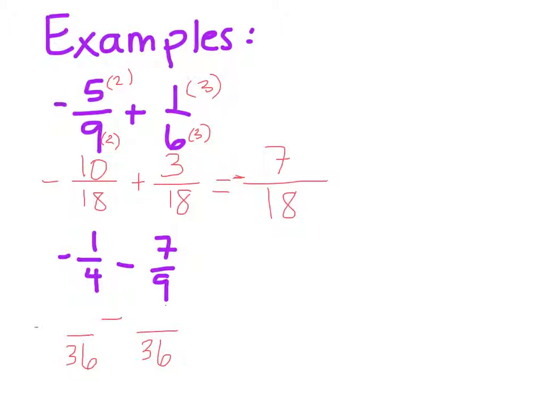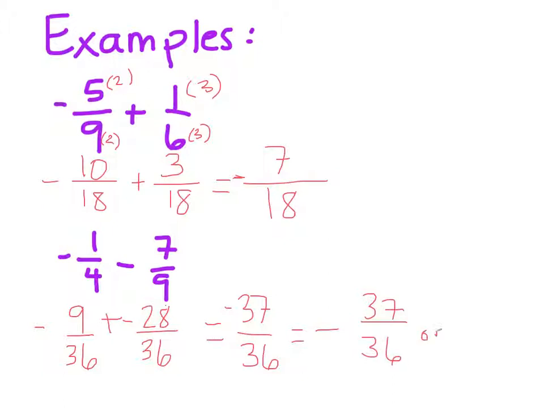I'm subtracting. I want to make sure I keep that negative. 4 times 9 is 36, so I do 1 times 9, which gives me 9. 9 times 4 gives me 36, so 7 times 4 gives me 28. Now I have a negative, and I'm subtracting a positive, so remember it's adding the negative. So negative 9 plus negative 28 would give me negative 37. So I want to rewrite that as negative 37 over 36. Or I could change it to negative 1 and 1 over 36.